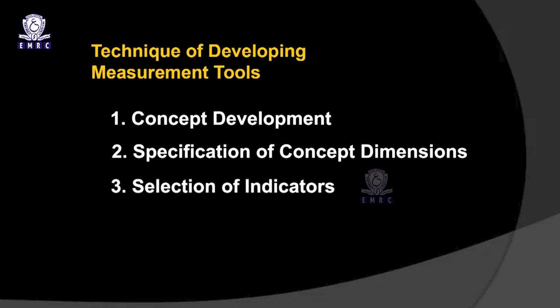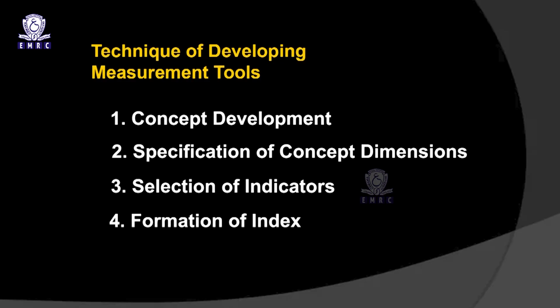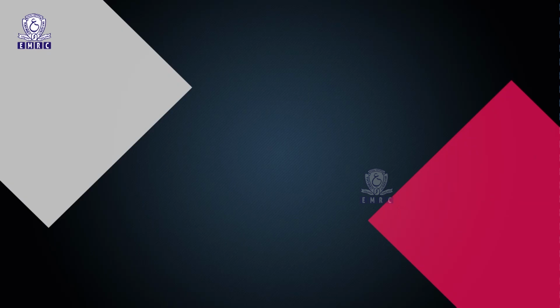The third one is selection of indicators. After the dimensions of the concept have been specified, the researcher must develop indicators for measuring each concept element. The fourth one is formation of index. The last step is combining the various indicators into an index.